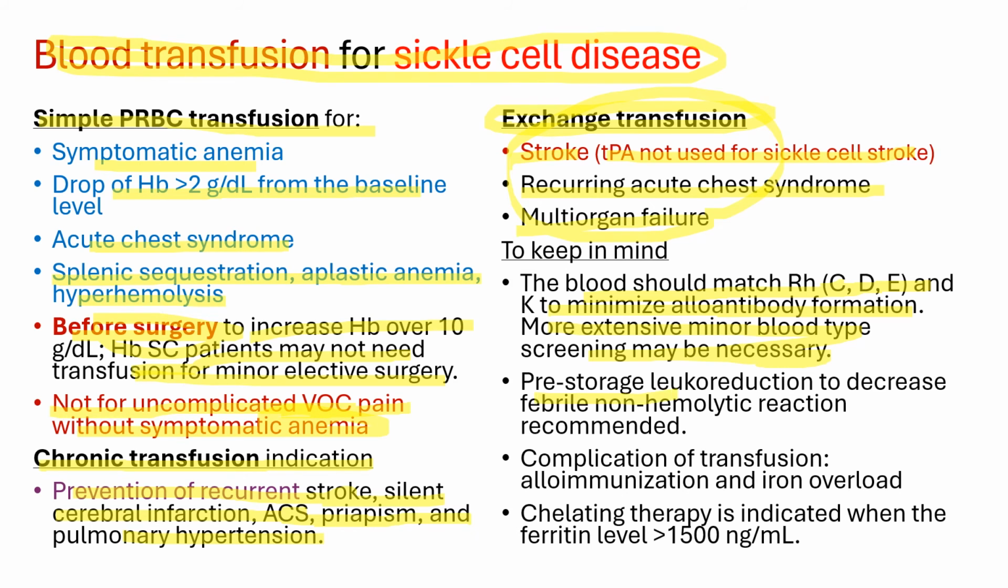Pre-storage leukoreduction to decrease febrile non-hemolytic transfusion reaction is recommended. The complications of blood transfusion are alloimmunization and iron overload. Chelating therapy is indicated when the ferritin level is over 1500. Some hematologists use it if the ferritin level is over 1000 nanograms per mL.